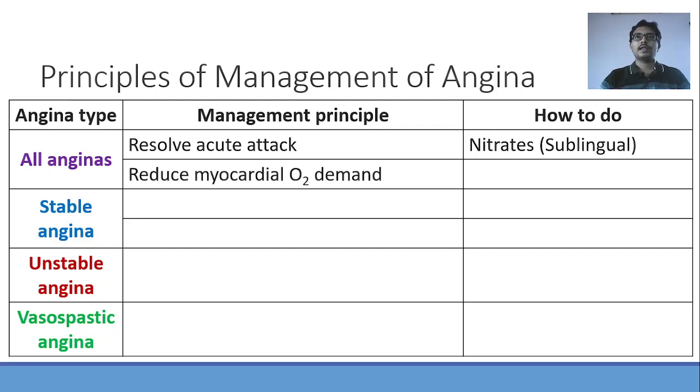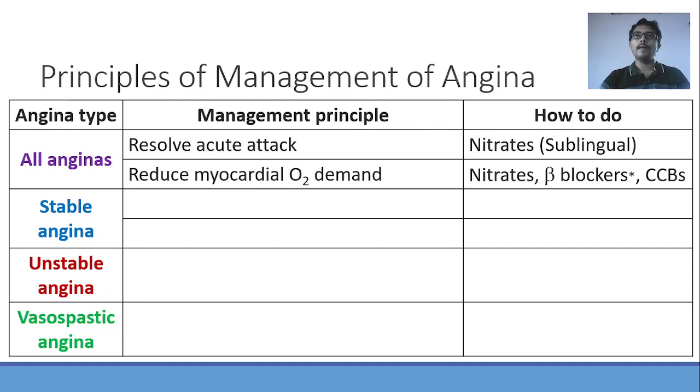Next, for the time being, till you can figure out how you can improve the myocardial oxygen supply, you have to reduce the myocardial oxygen demand. And for doing that, you can use three groups of drugs: nitrates, beta blockers, and calcium channel blockers. You can use these three, especially nitrates and calcium channel blockers, for all the three types of angina. But beta blockers have a star there, and the reason is you cannot use beta blockers for the management of vasospastic angina. You cannot use beta blockers to reduce myocardial oxygen demand if the patient is having vasospastic angina.